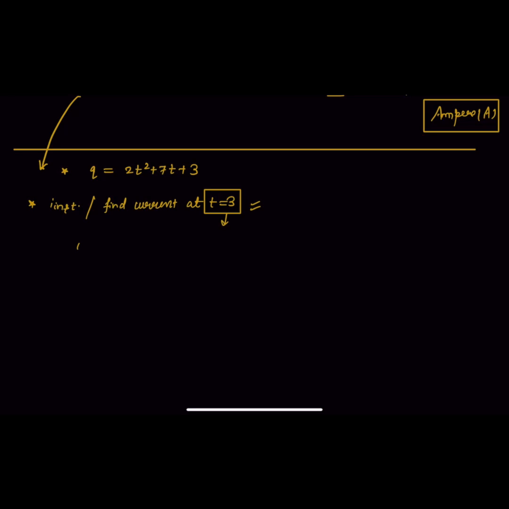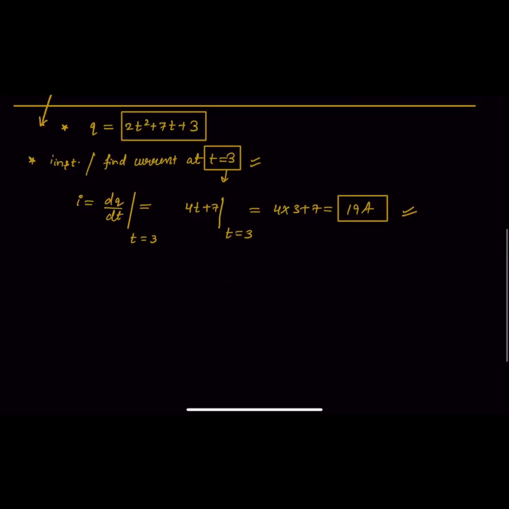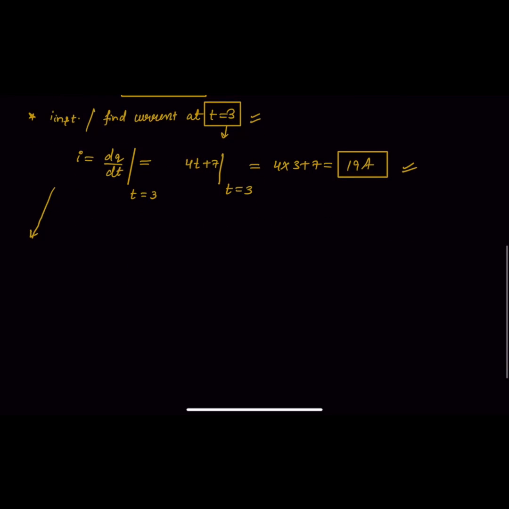Okay, so for that, what you have to do is differentiate. You already know this formula, and put time equals 3. If I differentiate this term, I'll get 4t plus 7. Now I'll have to put t as 3. So if I put t as 3, that will be 4 into 3 plus 7, that is 12 plus 7, that will be 19 ampere. This is the current at an instant. Okay. From this same question, we can also find the other term, that is the charge flown.